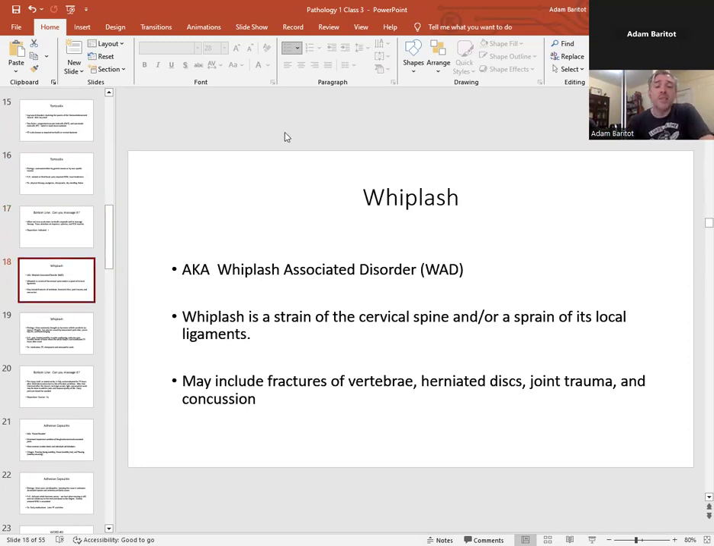Next condition on the list is whiplash. You've probably heard of this before related to car accidents. It's also officially known as whiplash-associated disorder, or WAD, W-A-D. Whiplash is a strain of the cervical spine and or a sprain of the local ligaments around it. These, of course, are the connective tissues that hold our vertebrae in place from C1 to C7. These may include fractures of the vertebrae in extreme cases, herniated discs, quite common, joint trauma, and possibly a concussion.